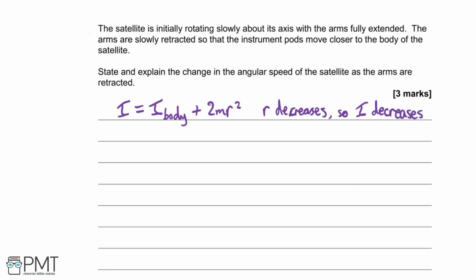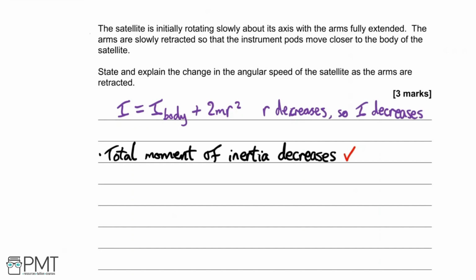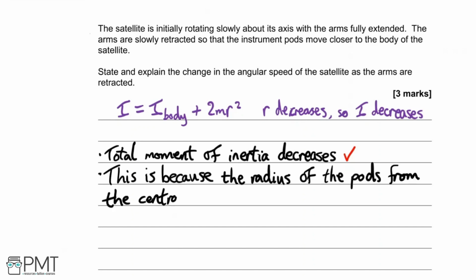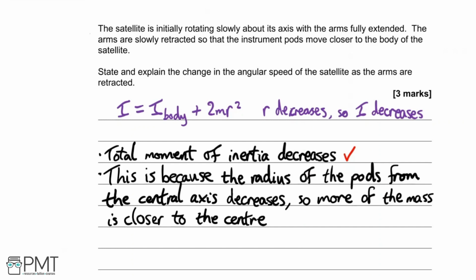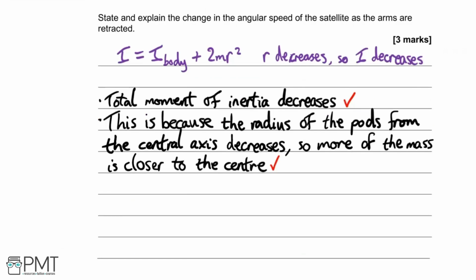So we'll get our first mark for saying that. The second mark will be for backtracking through what I've written here in purple about the radius decreasing. You might want to just add some extra detail here to say that more of the mass is closer to the center. And that will secure your second mark.